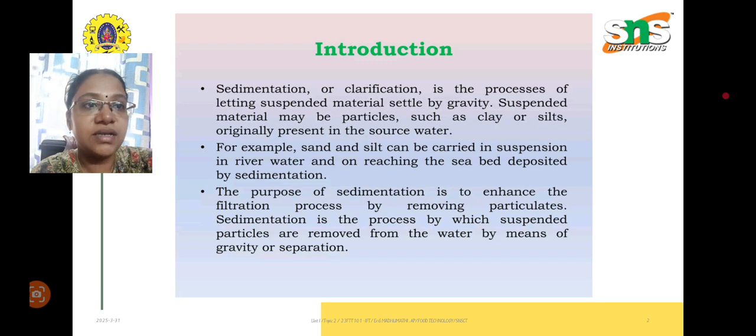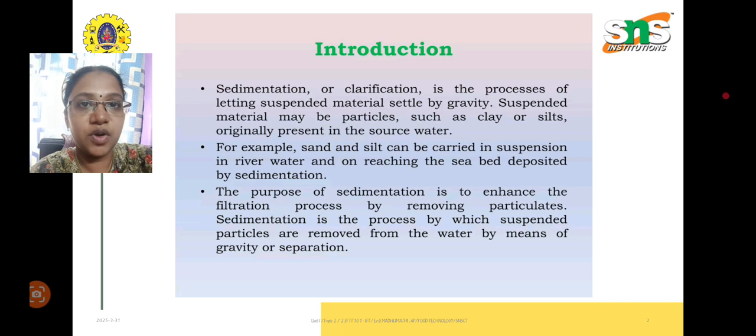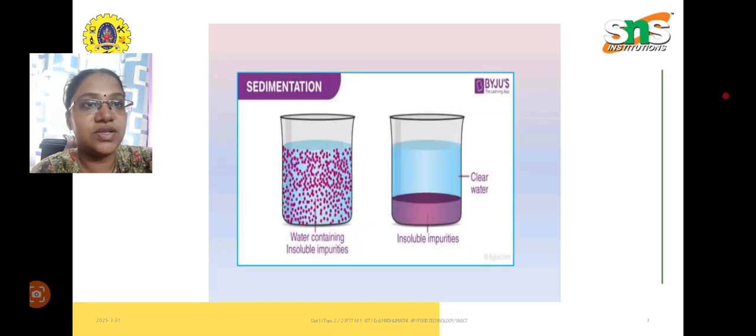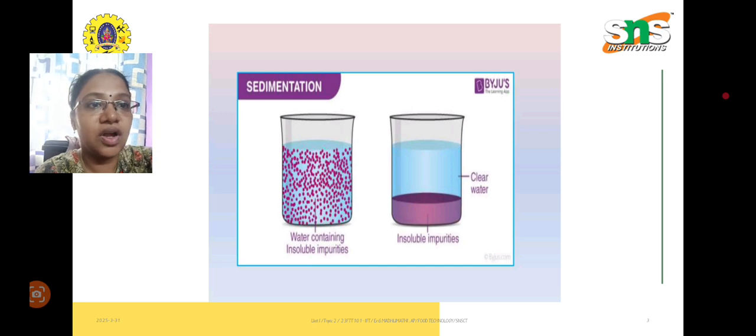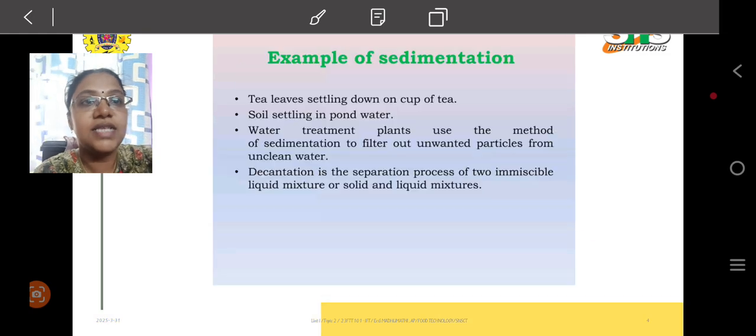So we are just removing the suspended particles from the water by means of a separation process, or gravity separation. That process we call sedimentation. Next, in this image we can clearly understand the process of sedimentation. In a beaker that contains water and a few insoluble impurities, after some time the insoluble impurities get settled down at the bottom of the beaker and the clear water is at the top. This process is called sedimentation.